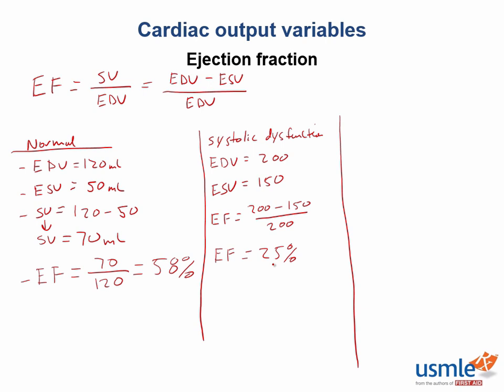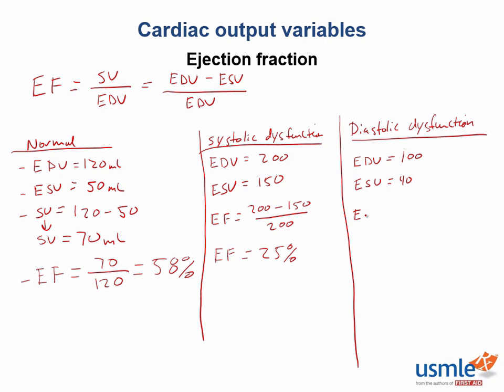This means that all volumes are going to be decreased, but decreased together proportionally. So let's say in diastolic dysfunction, you have an end diastolic volume that's 100, and you have an end systolic volume that equals 40. And if we plug this into our equation, we see that the ejection fraction equals the end diastolic volume, which is 100, minus the end systolic volume, which is 40, divided by the end diastolic volume, which is again 100, and our ejection fraction comes out to be 60% here.